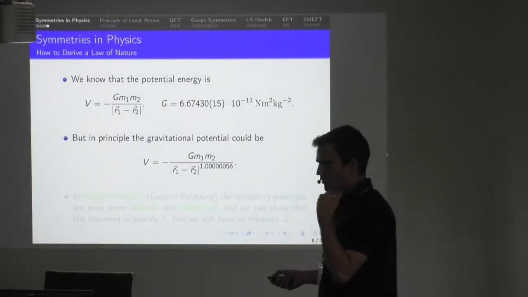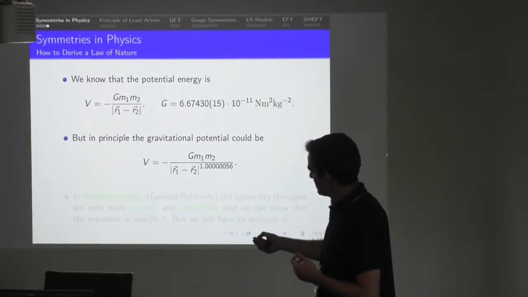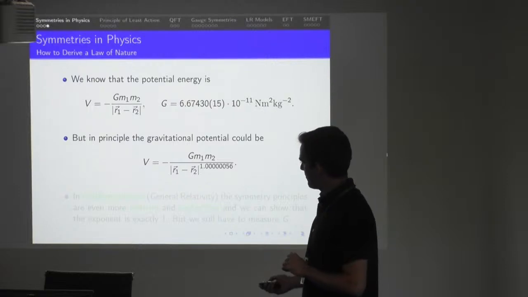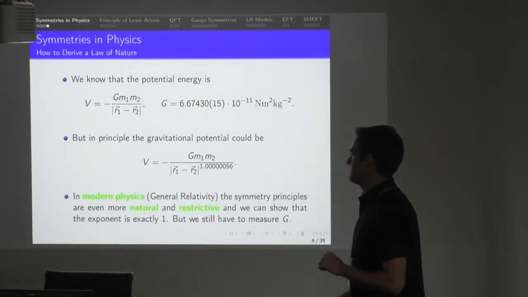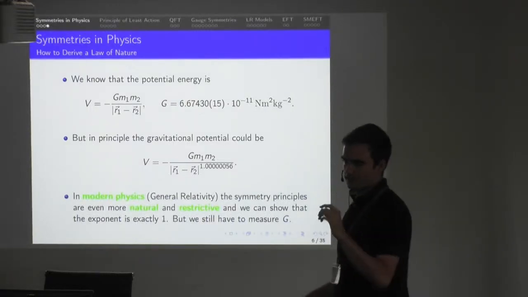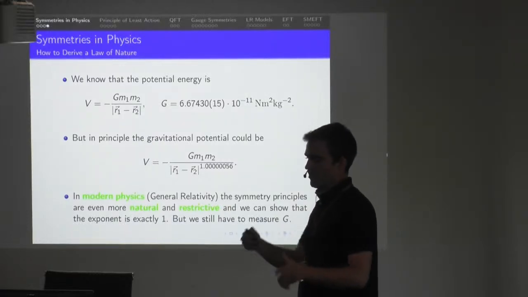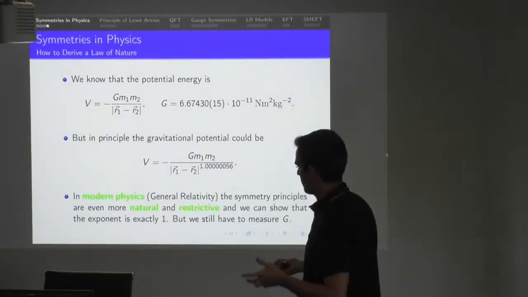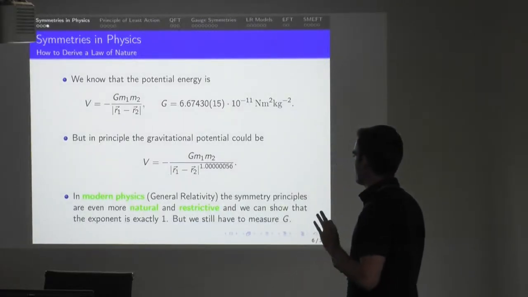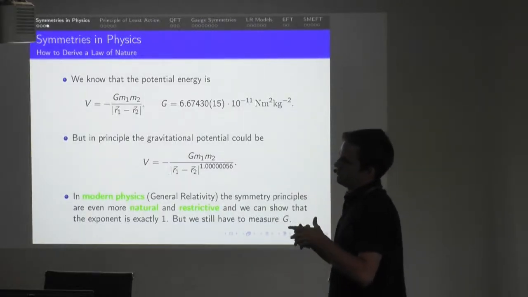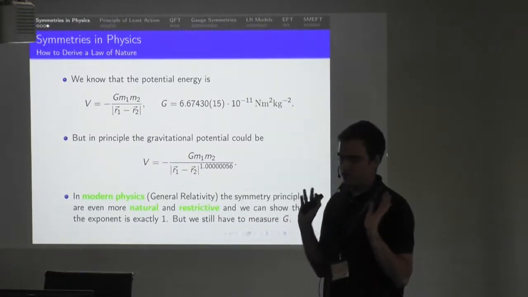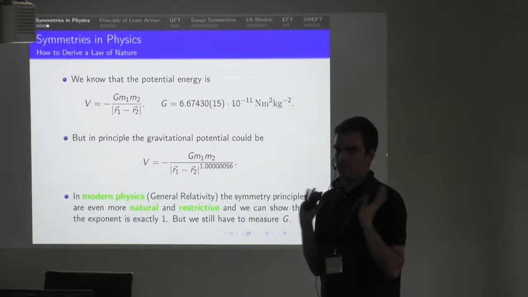So how do we know that this is the correct law of physics? Well, the point is that in modern physics, in particular general relativity, which is the theory that we use nowadays to describe gravity, the symmetry principles are even more natural, intuitive, in the sense that I only have to say, well, the gravitational interaction doesn't depend on me.